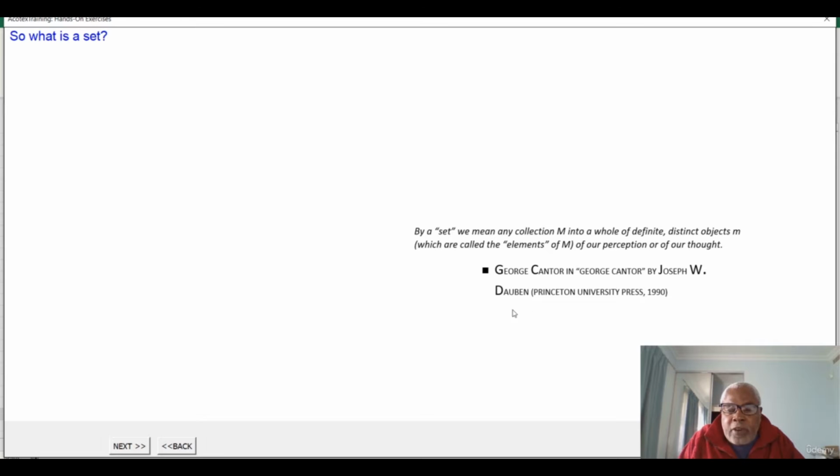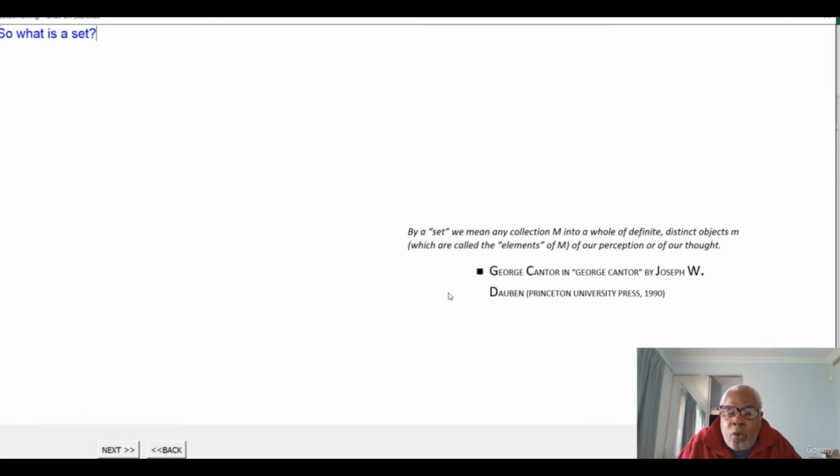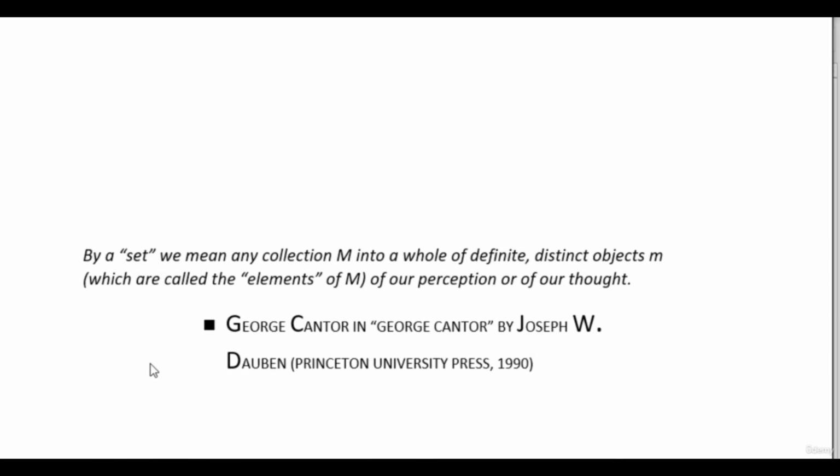Let's look at a definition given by one of the creators of the relational model. He says, by a set, we mean any collection M, that is a big M, into a whole of definite distinct objects, small m, which are called the elements of the set M, of our perception or of our thought.